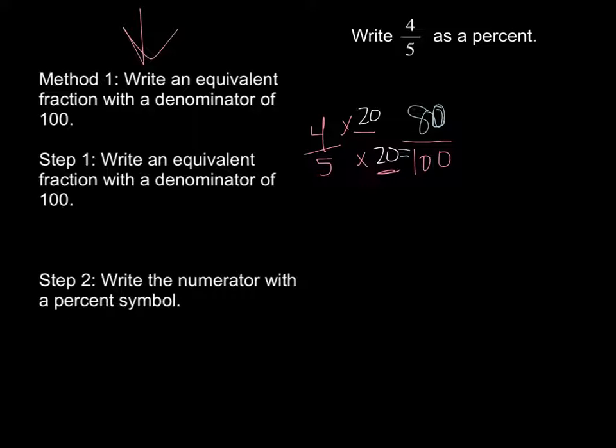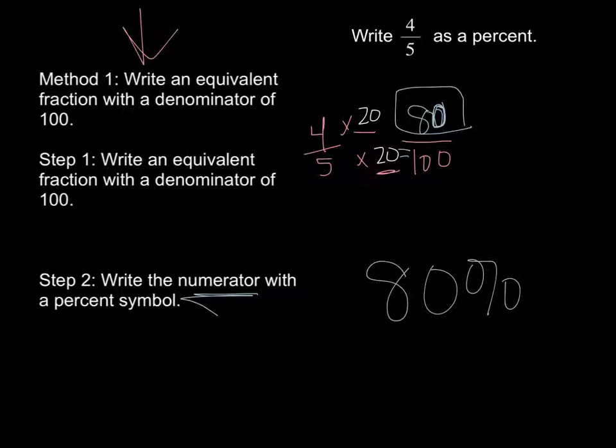Okay, so if I get a denominator of 100, that means it's a percent already, so I just have to write the numerator with a percent symbol. So I take my numerator and say that that is equal to 80%. 80 over 100 is equal to 80%. Okay, let's try another one.